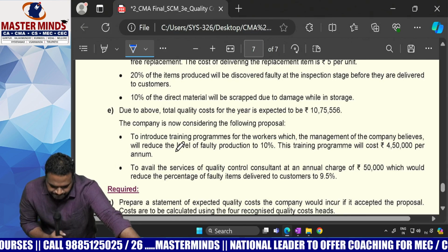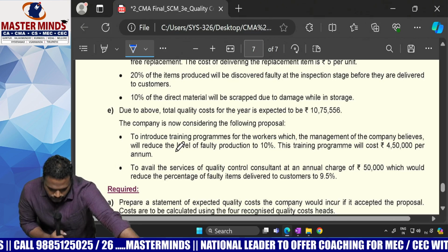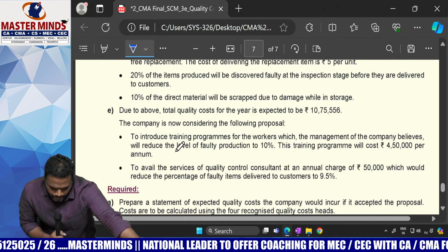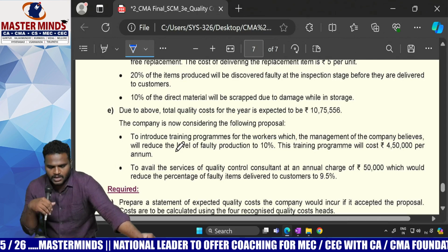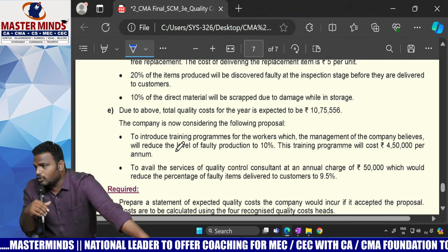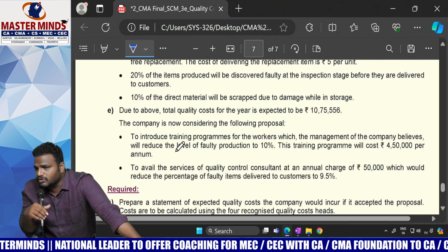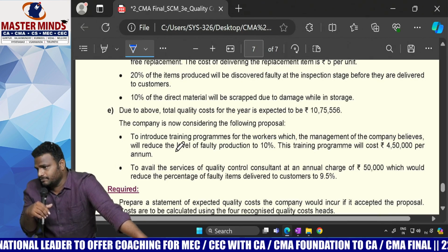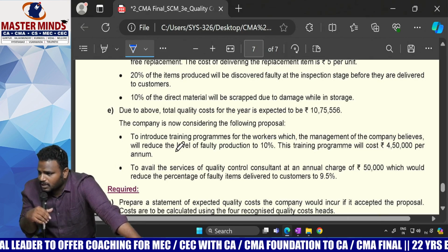of the company believes will reduce the level of faulty production to 10%. This training program will cost rupees 4,50,000 per annum. Now the company has come up with one proposal. What is that proposal? First, give the training to the employees.